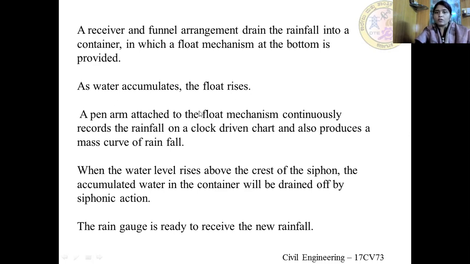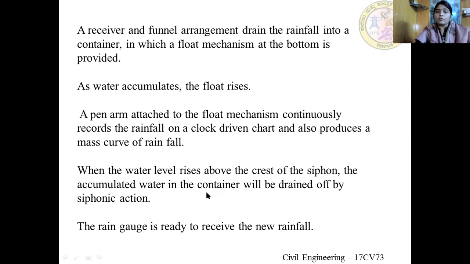So as the water accumulated, the float rises. Then as the float rises, it is attached to a pen, which will continuously move and mark. That pen arm is attached to the float mechanism, and that continuously records the rainfall on a clock driven chart and also produces a mass curve of the rainfall.